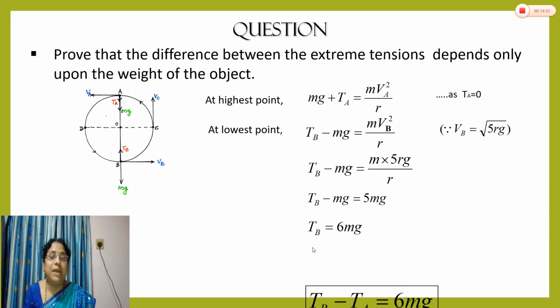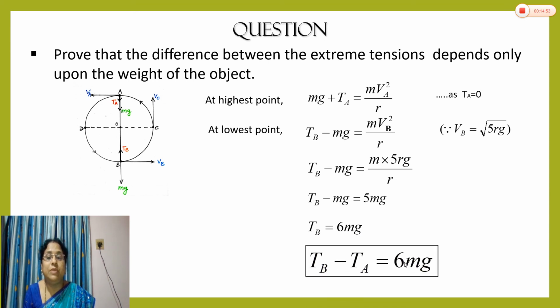Now if I say Tb minus Ta, I can say it is 6 mg, because we know that Ta, the tension at the uppermost point, we can consider 0. That's why the difference in the tension at the lowermost point B and uppermost point A is equal to 6 mg, meaning 6 times the weight of the object. Thus we can say the difference between the extreme tensions depends only upon the weight of the object. It means the object will feel more tension at point B, and it is 6 times its weight, and we consider the tension at point A to be nearly 0.